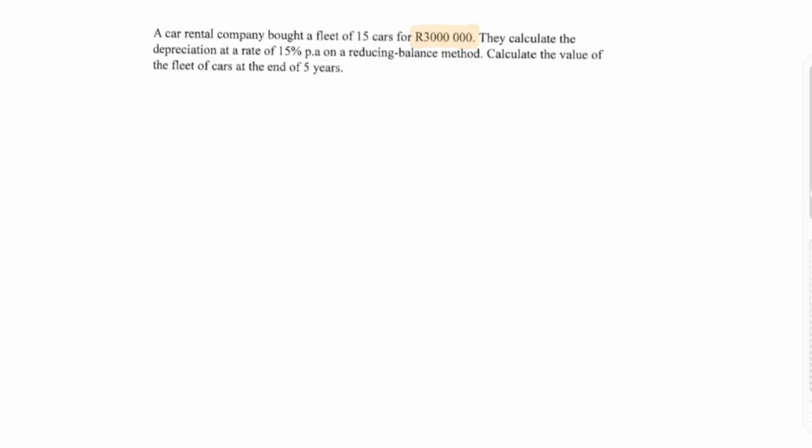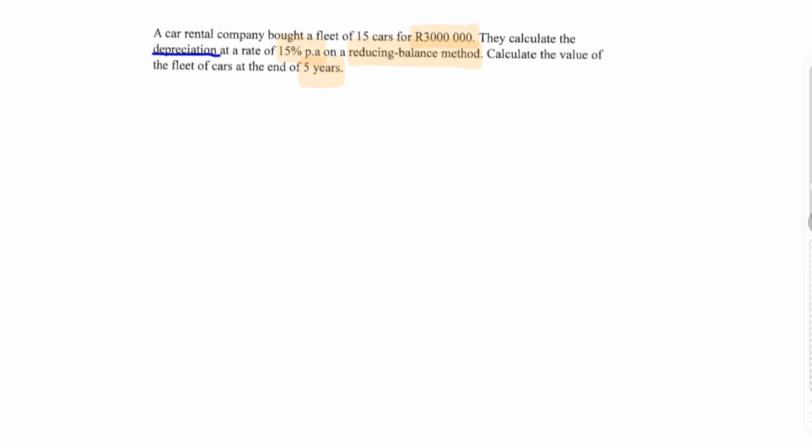So here is an example. A car rental company bought a fleet of 15 cars for 3 million. They calculate the depreciation rate at 15% per annum on a reducing balance method. Now they want us to calculate the value of the fleet of cars at the end of 5 years. So this is an example that talks about depreciation.